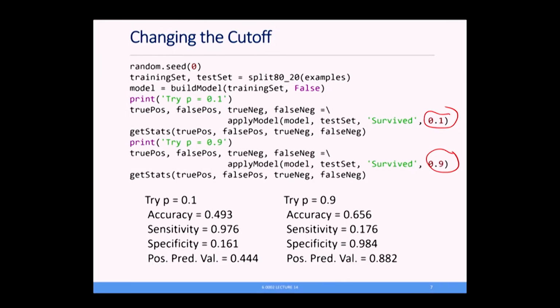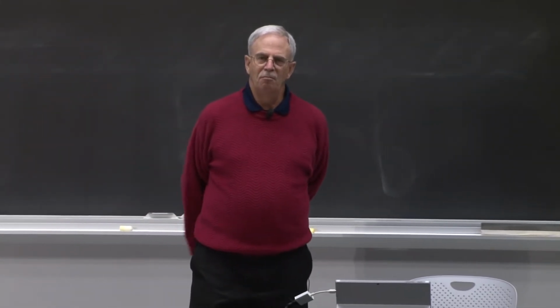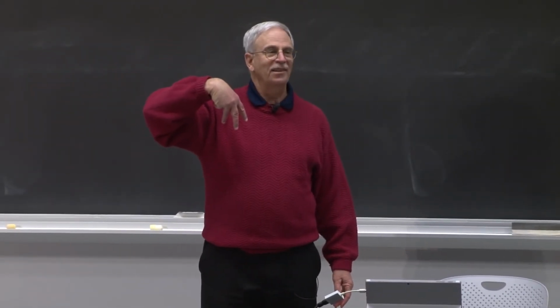I won't run it for you, but these are the results we got. So as it happens, 0.9 gave me higher accuracy. But the key thing is, notice the big difference here. So what is that telling me? Well, it's telling me that if I predict you're going to survive, you probably did. But look what it did to the sensitivity. It means that most of the survivors, I'm predicting they died.